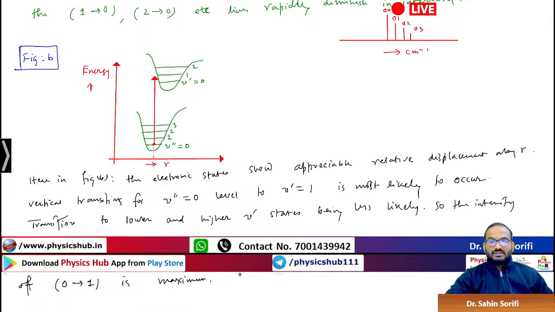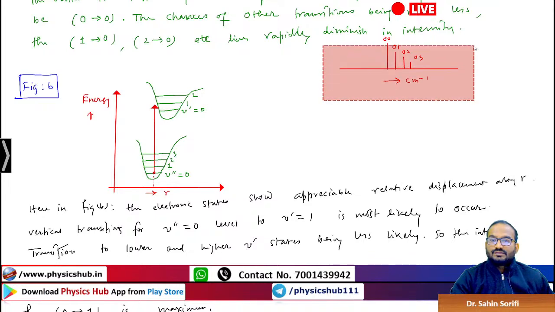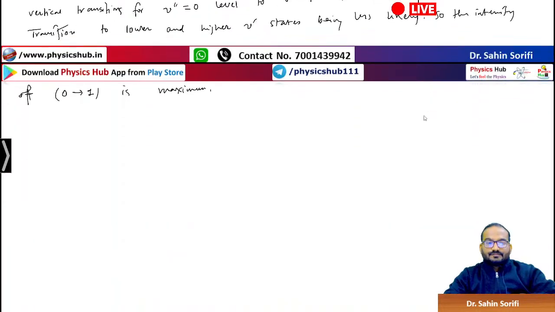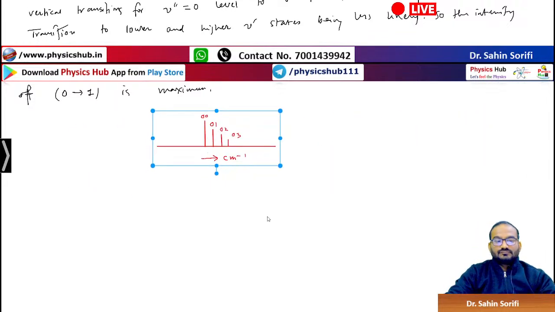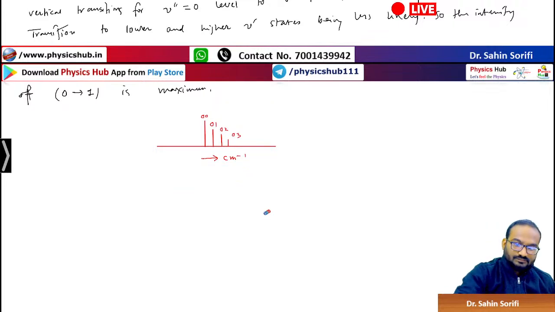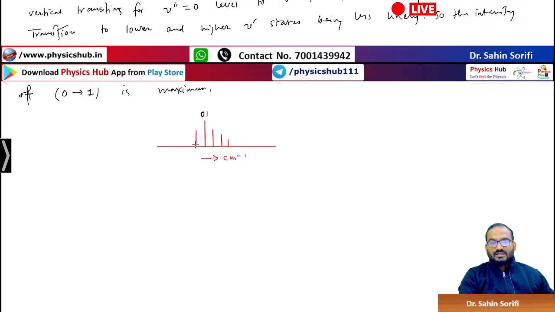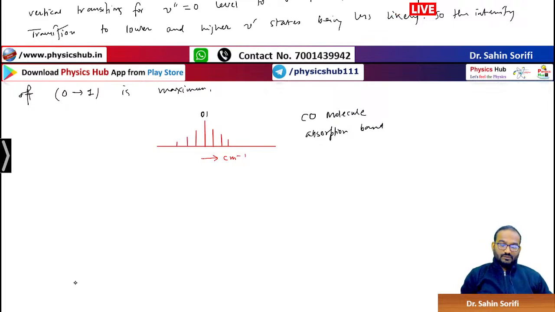So what kind of spectrum will you observe for this case? 0 to 1 is maximum. So this will be 0 to 1, and if you go higher or lower than that, the intensity will be diminished. Okay, so this corresponds to this. This is actually carbon monoxide. This phenomenon is observed in the carbon monoxide molecule absorption band. The first one is the O2 molecule, and this is observed in the carbon monoxide molecule.